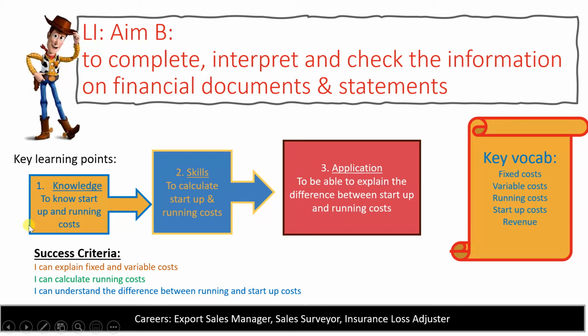So we're looking at understanding startup and running costs, being able to calculate startup and running costs and knowing the difference between them with examples. Straightforward in terms of our key learning points, and we need to make sure we've understood fixed and variable costs. And back to the words we've seen before in terms of vocabulary: revenue, and the different types of fixed costs, variable costs, running costs, startup costs, all those different words. There you go. This one's hopefully straightforward.